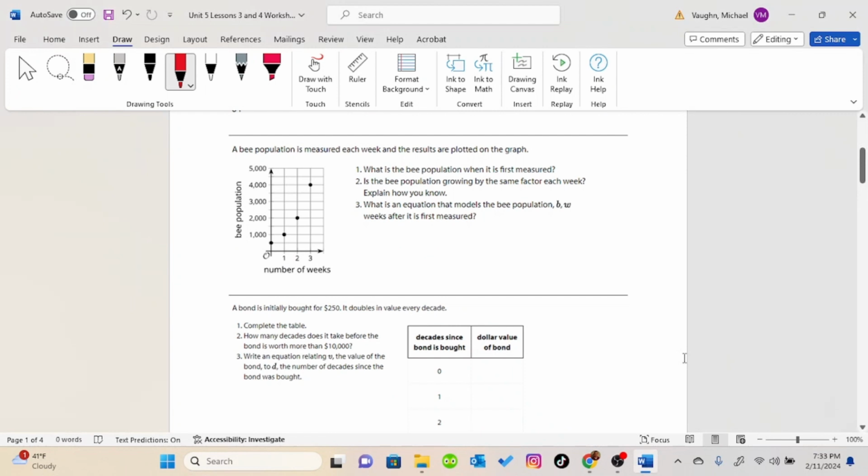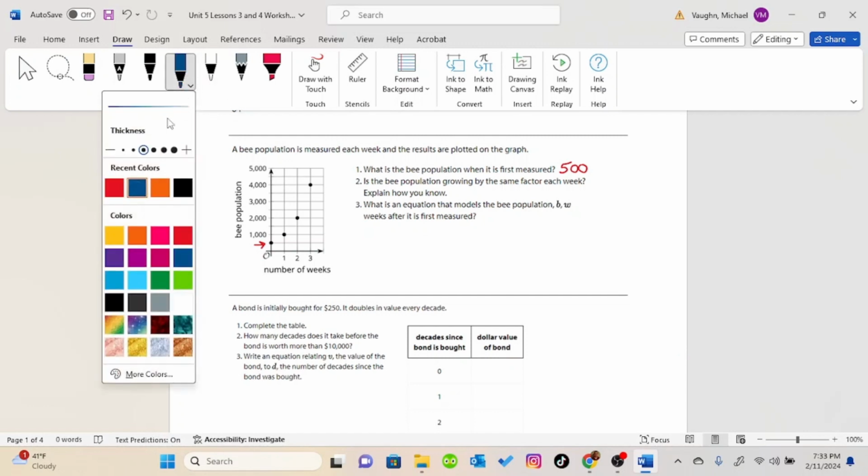A bee population is measured each week and the results are plotted on the graph. Number 1, what is the bee population when it is first measured? We can find that right here at the y-intercept, and that means the bee population is originally 500.